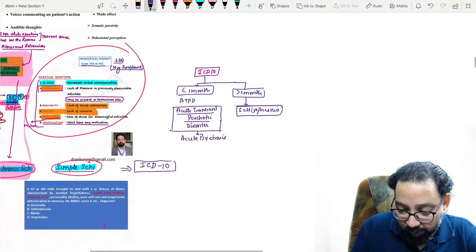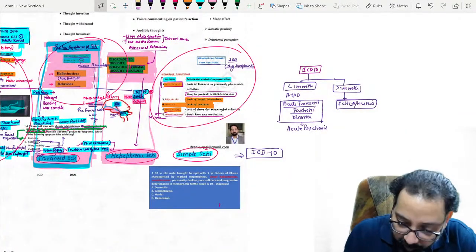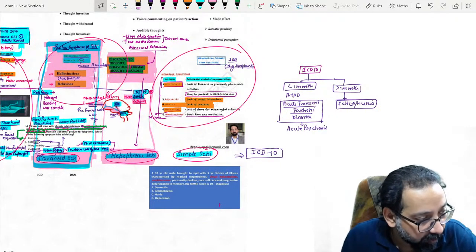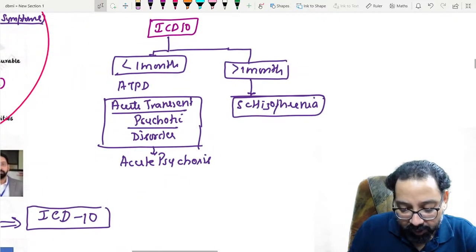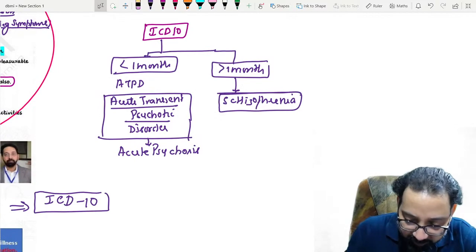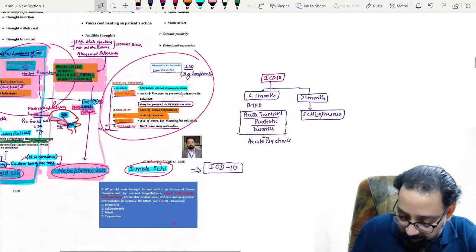So according to ICD-10, these symptoms should be present for how much duration? More than 1 month to make the diagnosis of schizophrenia. Clear? So you will write this. Okay, ATPD or acute psychosis, less than 1 month; more than 1 month, schizophrenia.